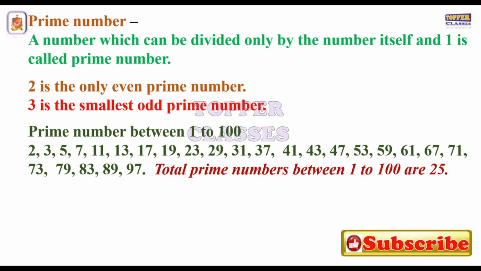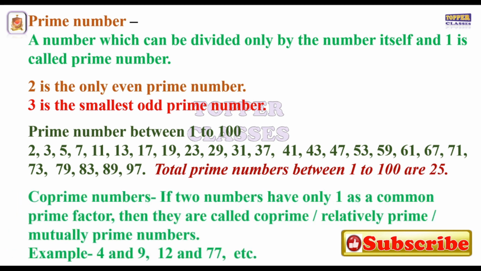Students, you can repeat with me: 2, 3, 5, 7, 11, 13, 17, 19, 23, 29, 31, 37, 41, 43, 47, 53, 59, 61, 67, 71, 73, 79, 83, 89, 97. So in total there are 25 prime numbers between 1 to 100.